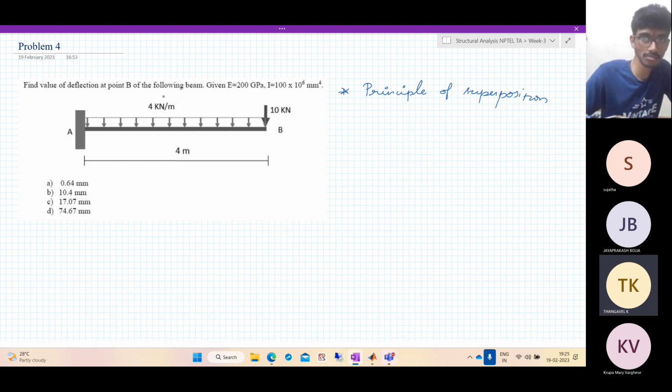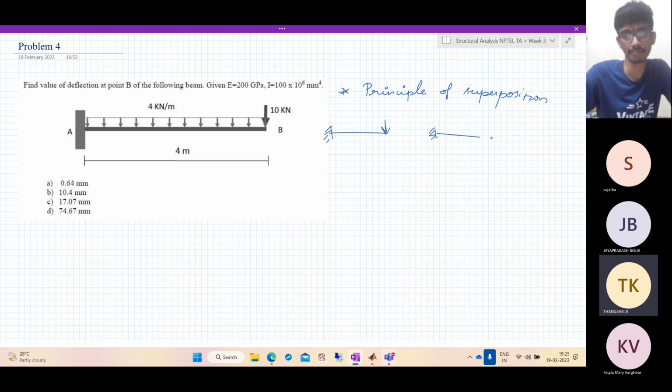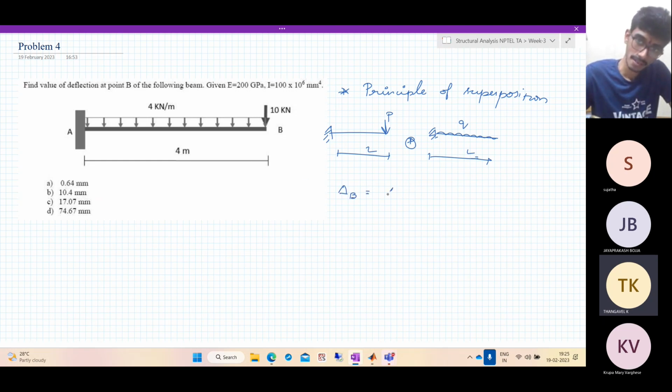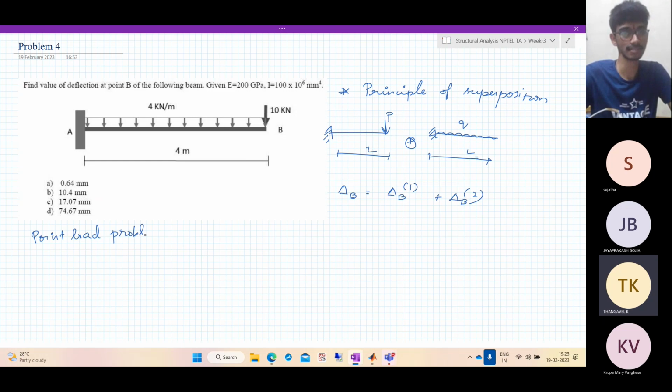Now simple. Let us decompose the problem as one problem where we have the point load alone and one problem where we have the distributed load alone of intensity Q, of intensity P. Length is the same L. So the total deflection at point B is the deflection in the first problem plus the deflection in the second problem. Let us solve the point load problem. Of course, you all know the answer very well. It's a standard problem, right? You know it is PL cube by 3EI, but let's get it by one of the two methods.